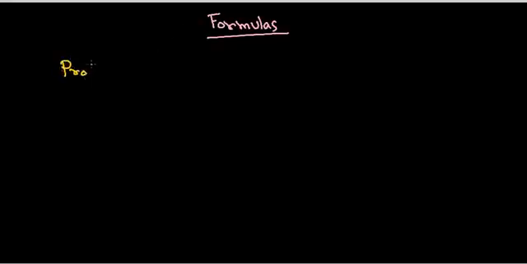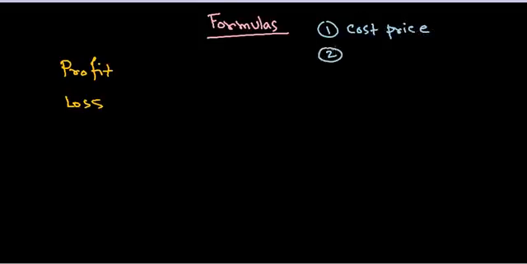Let me write: profit is there, loss is there. When we talk about profit and loss, the two important things are one, the cost price, and second, the selling price. Cost price, let's write it CP. Selling price, let's write it SP.